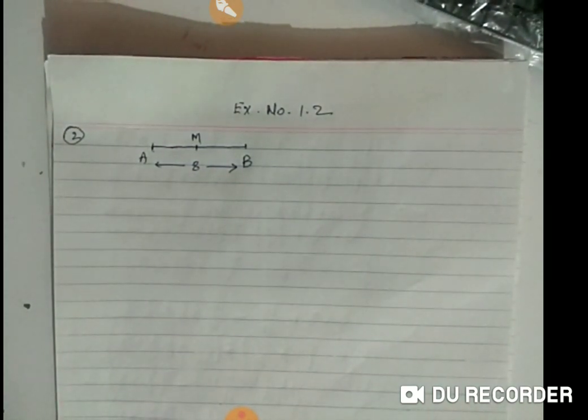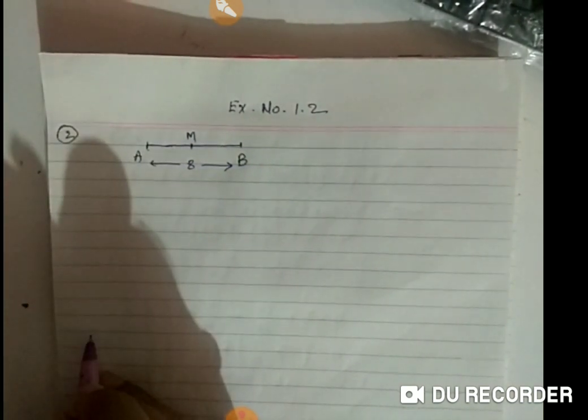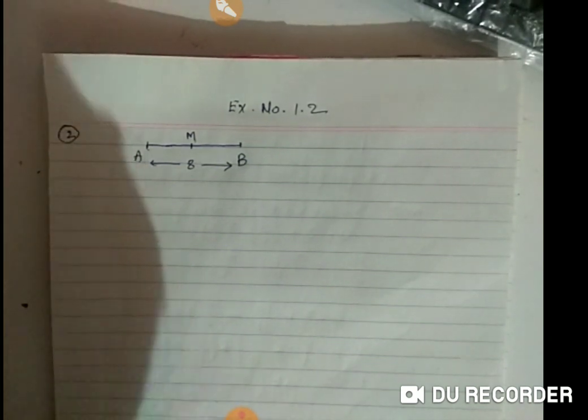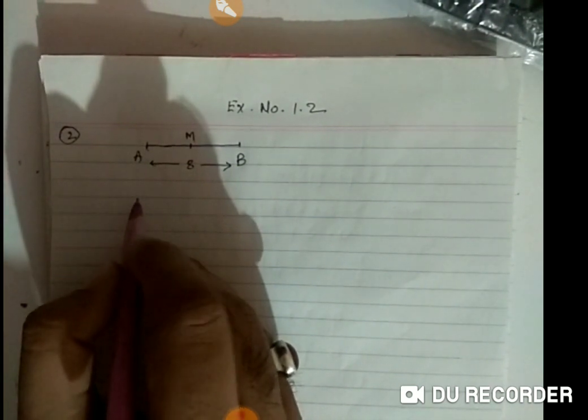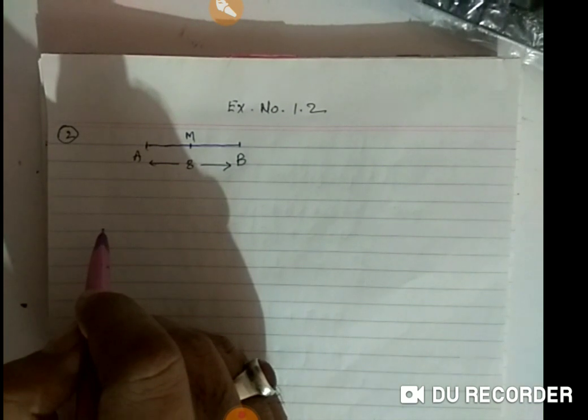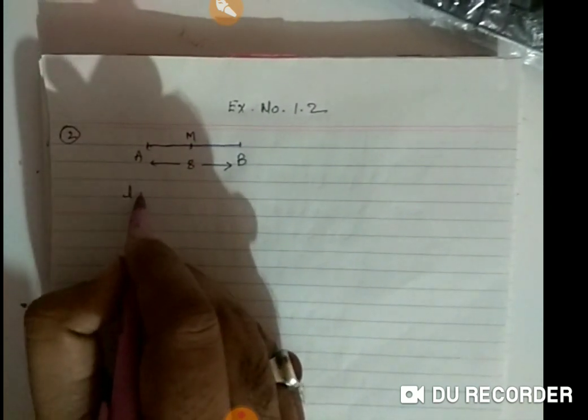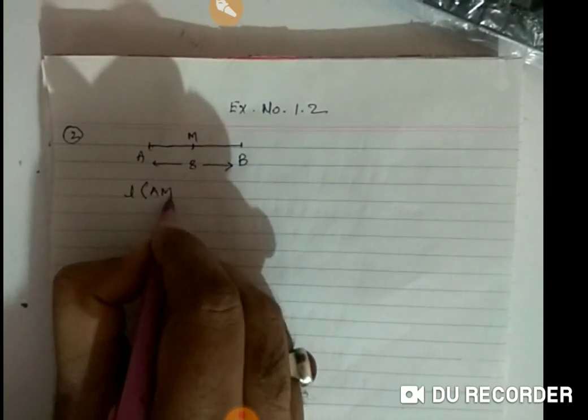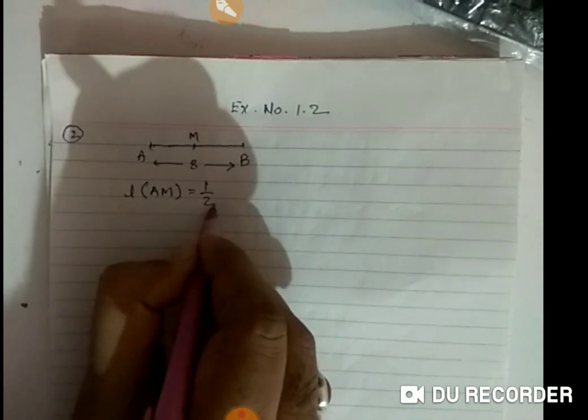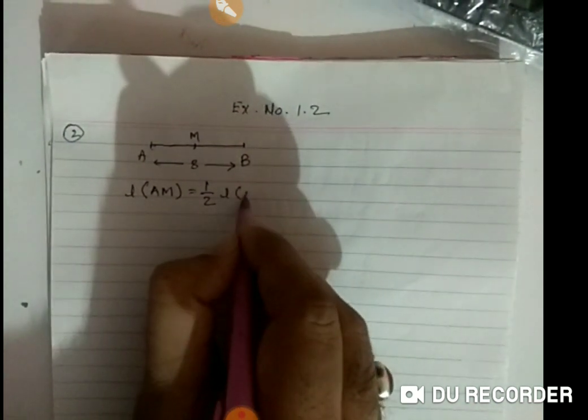Now tell me, what would be the length of AM? Anyone? 4 unit. Yes. So how you will write this? Here the whole length of AB is 8 unit. We need to find out length of AM. Since M is midpoint, so you can say that length of AM is half of length of AB.